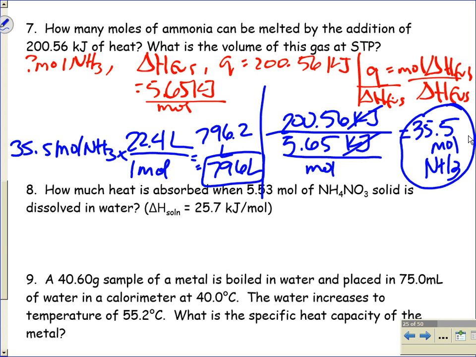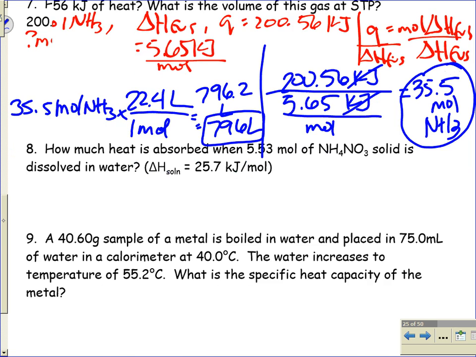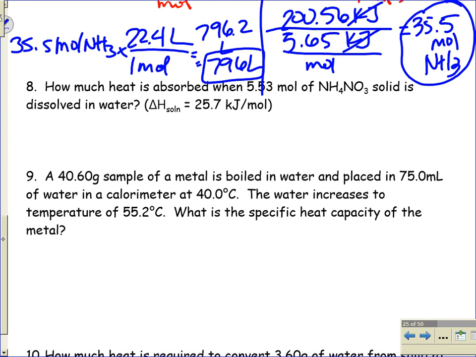And then I heard number 9. Okay. So I think I left you with this tip before you left. What did I tell you about the word boiled? It says a sample of metal is boiled.